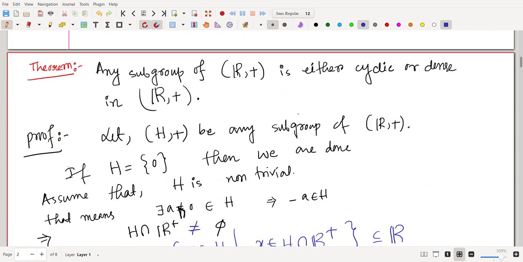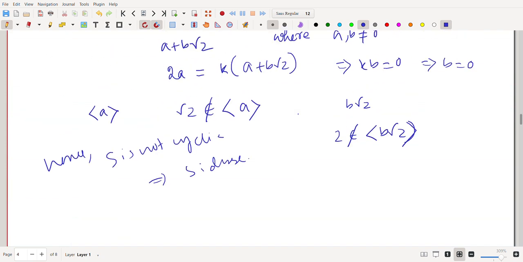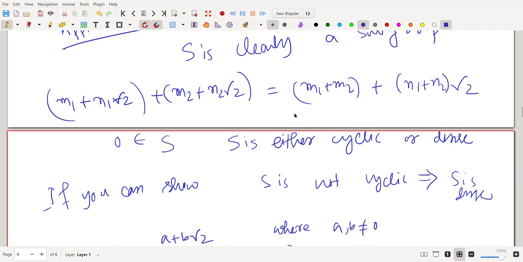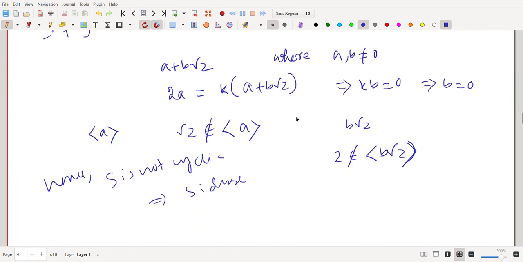So why is this theorem very, very important? Because if you want to show that this set m plus n root 2 is dense, that is extremely hard. You can do it by using analysis. You can use the epsilon-delta concept, and then you have to show that it intersects every interval. That is possible. There is a proof of that, but it is extremely hard. But if you know this result, then you can do it.